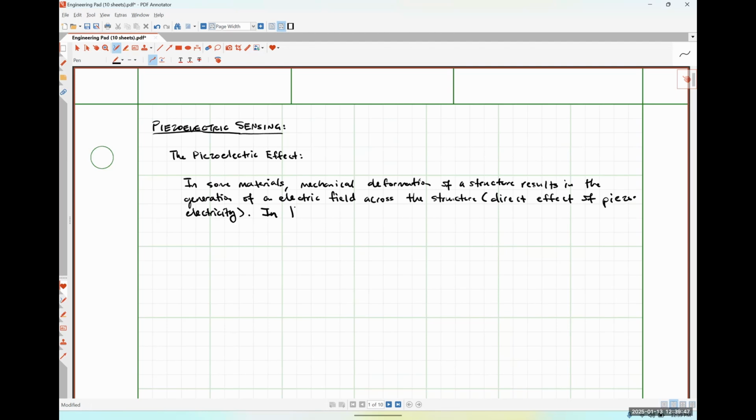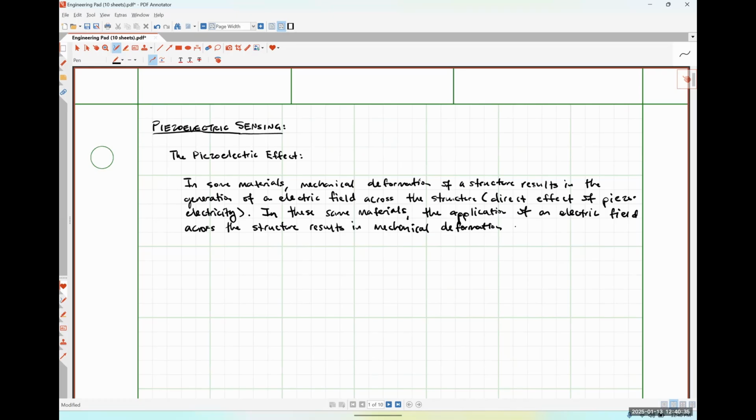In these same materials, the application of an electric field across the structure results in mechanical deformation of the structure, and this is the inverse effect.